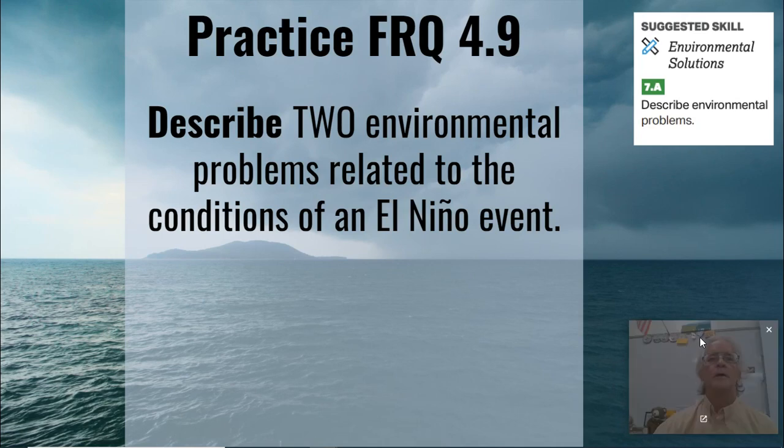So, can you describe two environmental problems related to the conditions of an El Nino event?